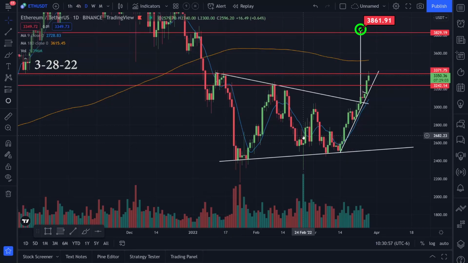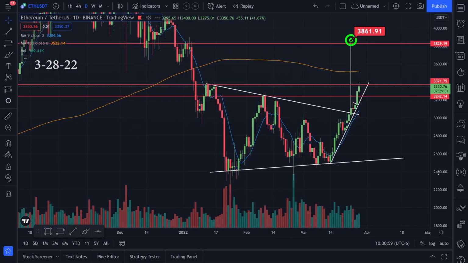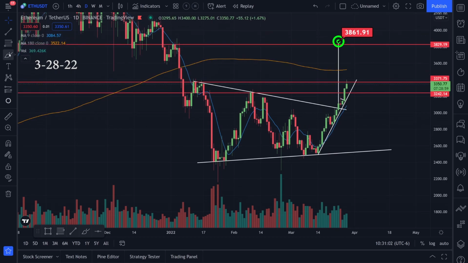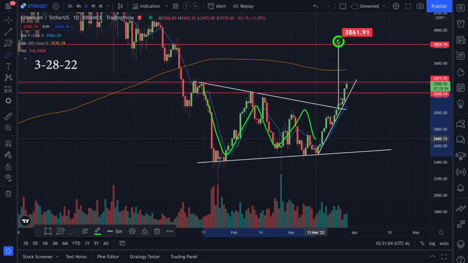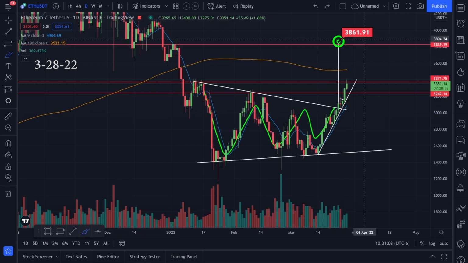Let's take a look at the chart action for Ethereum. Okay, so here is what I'm looking at on Ethereum. I had a triangle pattern, kind of like a channel pattern, and we actually broke this going to the upside. I had a target of around 3,861.